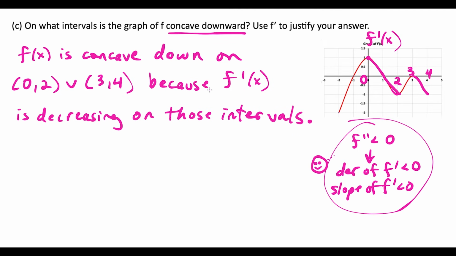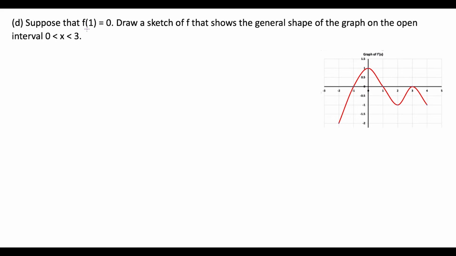Now, just know the key phrase in our argument here is that when we say that f prime is decreasing, we're establishing here that the second derivative is less than 0, making f of x concave down on these particular intervals. Now, for part D, we're going to assume that f of 1 is equal to 0, and we're going to draw a sketch of f that shows the general shape of the graph on the open interval 0, 3.